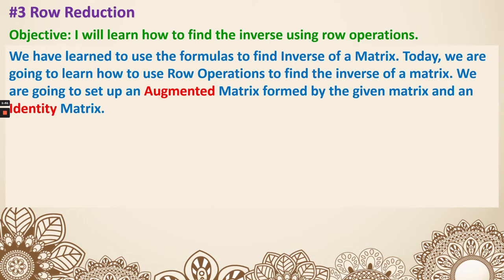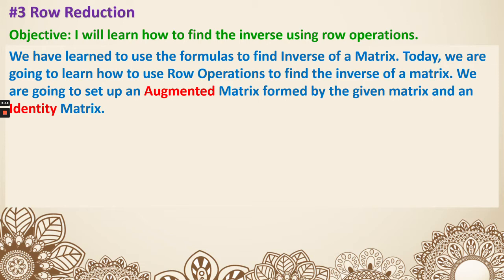So we have learned to use a formula to find the inverse of a matrix. And in the last lesson, we have learned how to perform row operations. So in today's lesson, we are going to combine them. The formula didn't just come out of nowhere. The formula actually came from a row reduction method, and it's just a simplified method. But the row operation is why we can actually find the inverse that way. So today we are going to learn how to use row operations to find the inverse of a matrix.